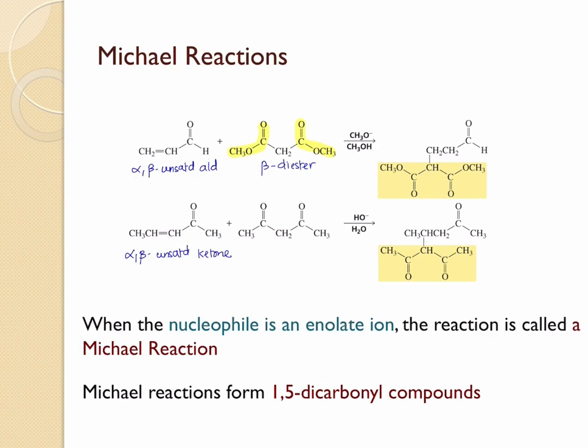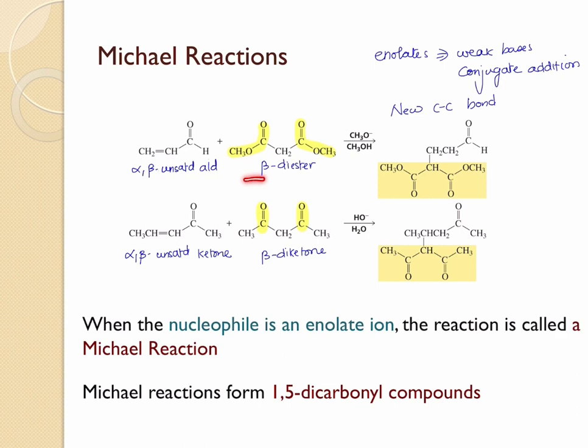And this compound is a beta diketone because you do have two keto groups. Since enolates are weak bases, they are not going to do the direct addition with alpha-beta unsaturated aldehyde or ketone. Instead, they are going to do the conjugate addition. And in Michael reaction, a new carbon-carbon single bond is formed between an enolate ion that is obtained from the dicarbonyl compound and the alpha-beta unsaturated aldehyde or ketone. This is going to lead to the formation of 1,5-dicarbonyl compounds.